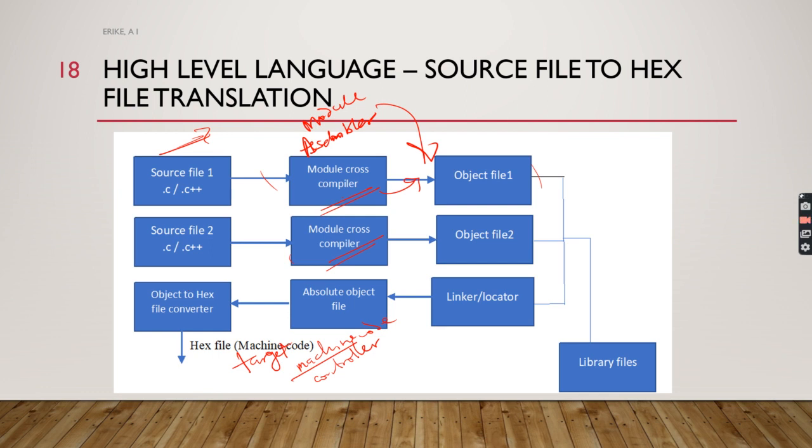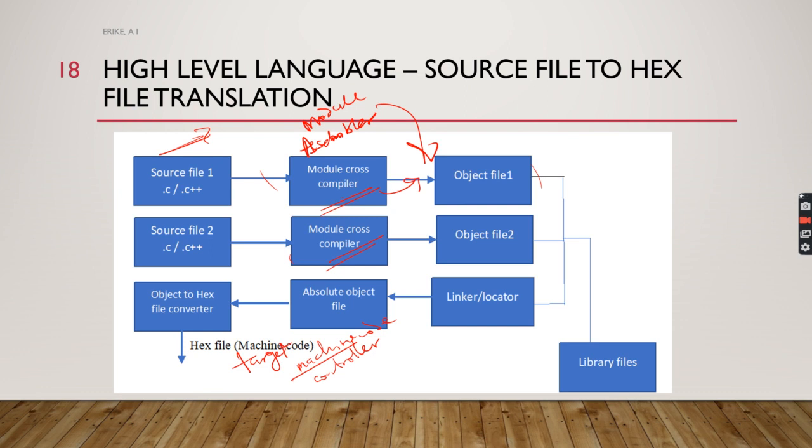A software utility called the object to hex converter will then translate the absolute object file into the corresponding hex or binary file. And that is what the machine uses. That is what the machine understands. That's the machine code. So it is that machine code that you can now dump into the memory of the embedded system that you are designing.